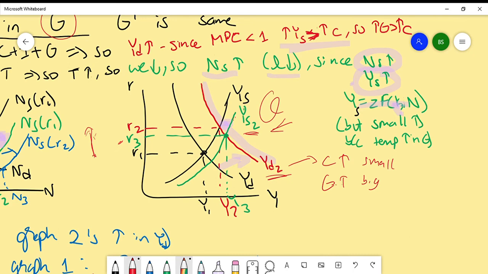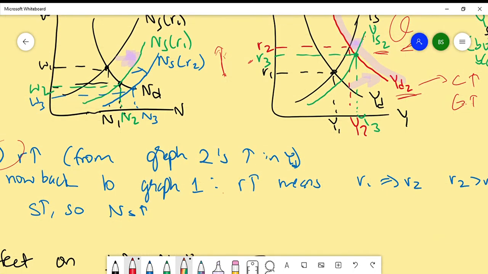One thing is that YD is related to C plus I plus G directly, so it just increases by itself. Whereas YS is more of an indirect effect due to people working more and all that. So it's not that big of a deal. Because of that, it's small.